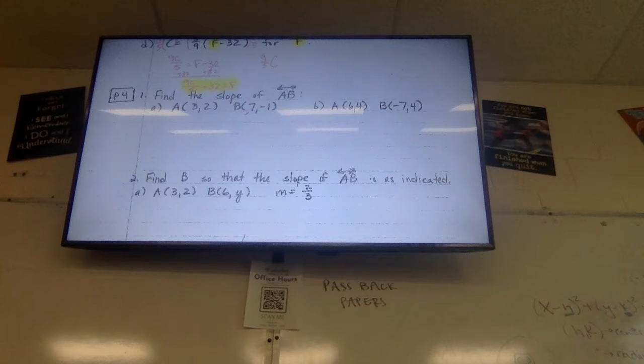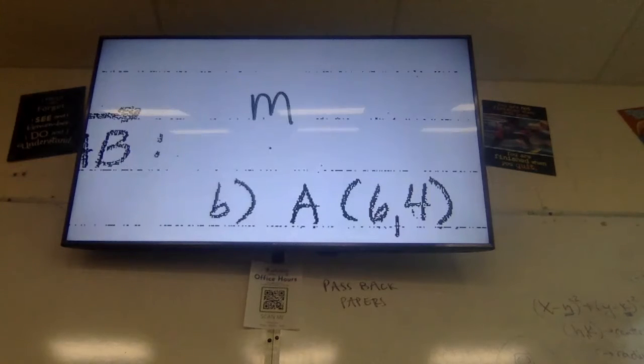Who remembers the slope formula? Ava. How do I find slope between 2 points? Oh, you do the y2 minus y1 over the x2 minus x1. Very good. I was thinking of the.